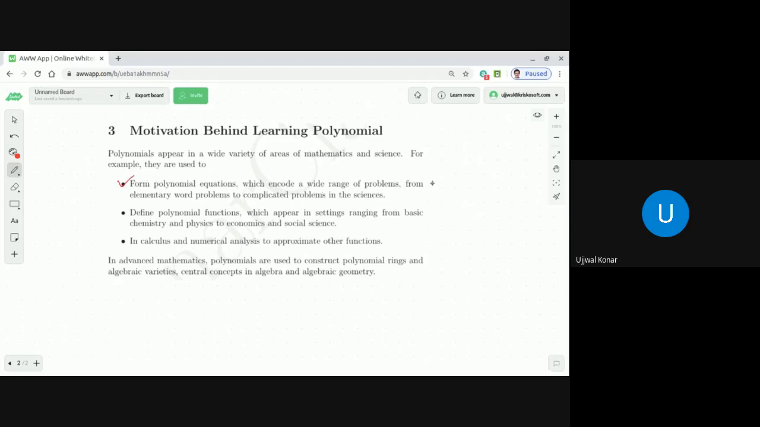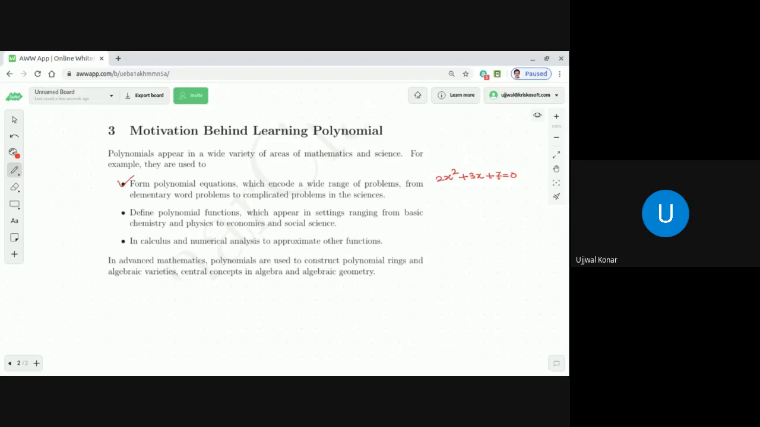For example, one polynomial equation could be something like this: 2x square plus 3x plus 7 equal to 0. That is a polynomial equation, and we can solve it. The solution to the polynomial equation gives us the solution to the word problem for which we formed it. We will see all these things later. But just understand that this is one of the objectives of why you should learn polynomials: to form polynomial equations and solve them.